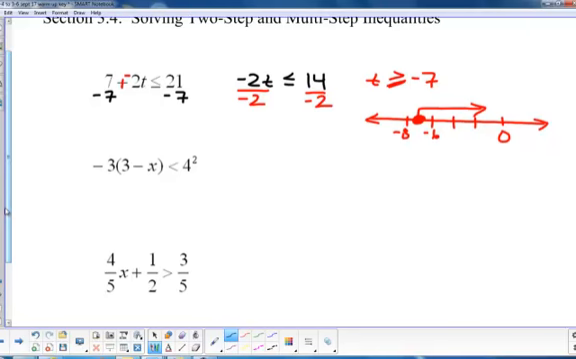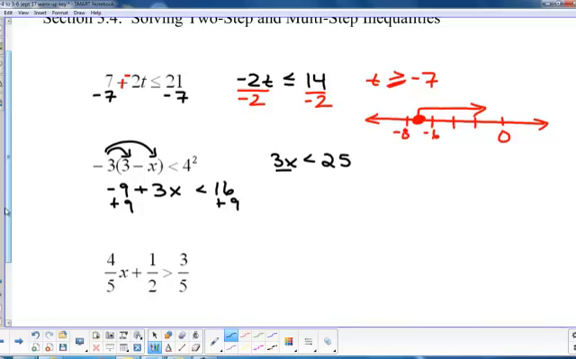Okay, let's distribute the -3 first. So we have -9, and there's more than one right first step, so if you did something else, keep cruising and see if you get the same thing. And 4 squared is 16. So we're going to add 9 to both sides. So 3x is less than 25. And then we're going to divide both sides by 3. So x is less than 6 1/3.